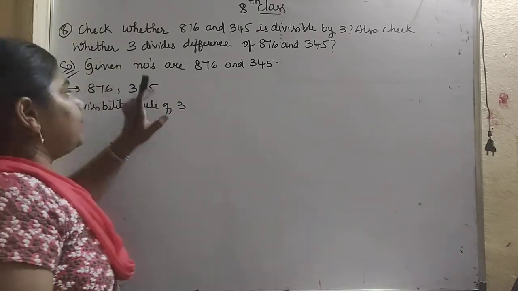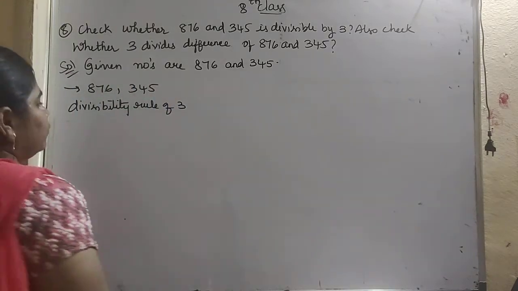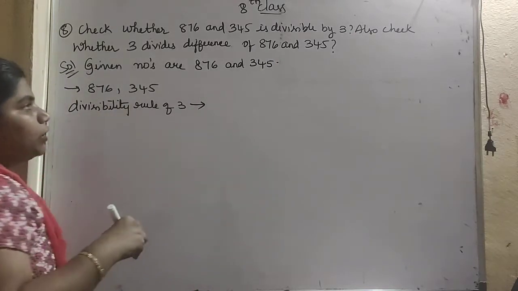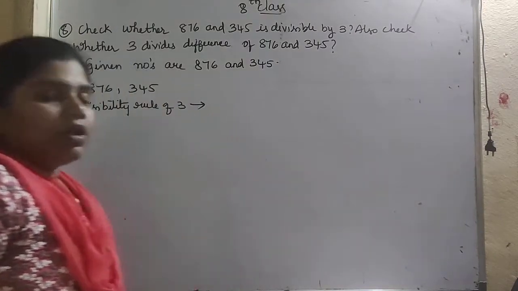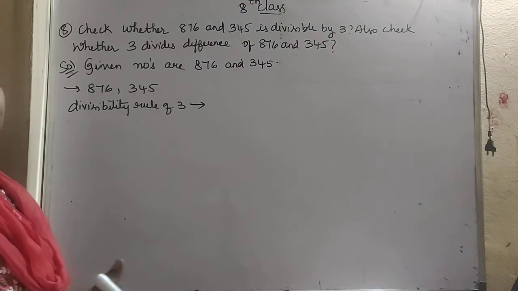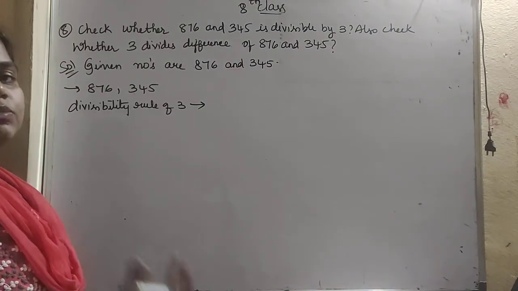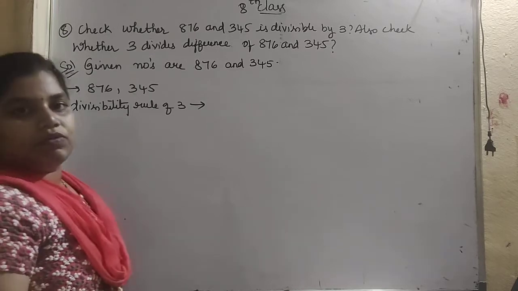So whether these two numbers are divisible by 3 or not, we have to check. So what is the divisibility rule of 3? Sum of all numbers. We have to add all the numbers. Then the result should be divisible by 3. It should be a multiple of 3. If it is a multiple of 3, it will be divisible by 3.